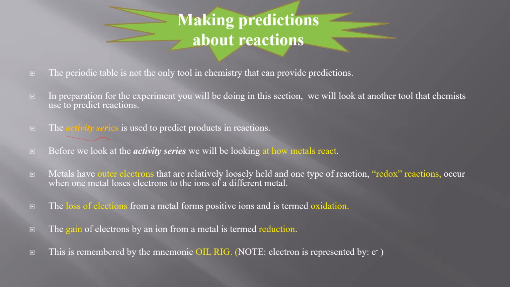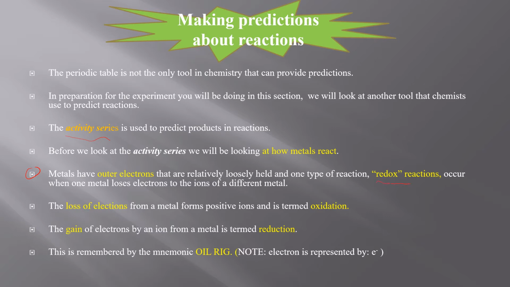Think of it as a cut down version of the periodic table, where we're specifically looking at metals and how they form ions, how they become charged particles, and how that helps them react. So the reactivity series is about how metals react. Recall, metals have outer electrons that are held relatively loosely. Those outer electrons are their valence electrons, and they're not held very strongly in metals, and hence they can move around a fair bit within the actual substance of the metal.